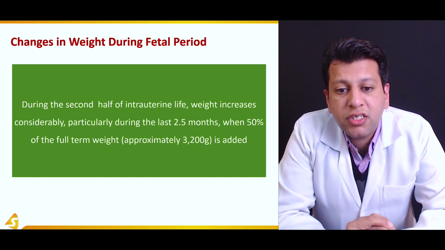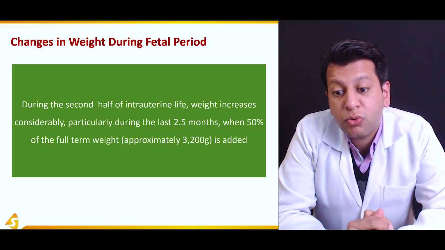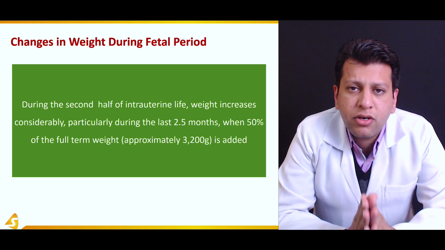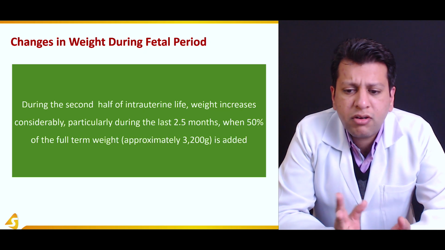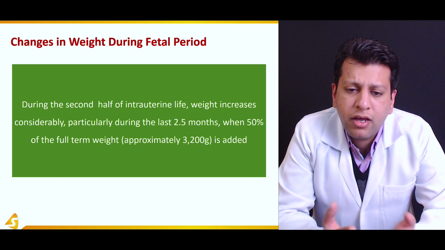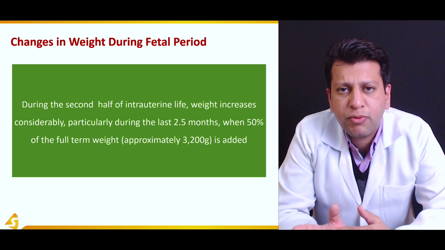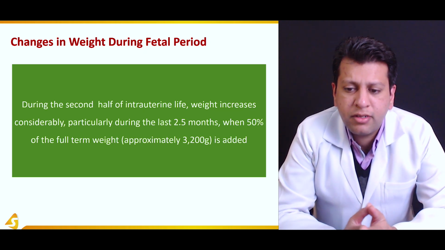So, coming to the changes in weight during the fetal period, during the second half of the intrauterine life, the weight increases considerably, particularly during the last 2.5 months, when 50% of the full-term weight is gained. The normal value is 2.5 to 3.5 kgs. On average it is 3.2 or 3.25 kgs, but the normal range is from 2.5 to 3.5, and above 3.5 is overweight, below 2.5 is underweight or low birth weight.